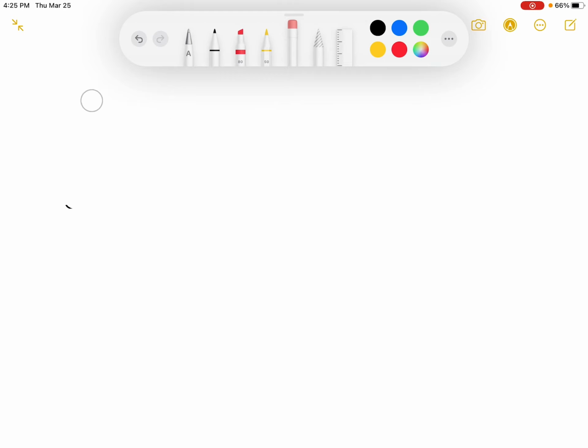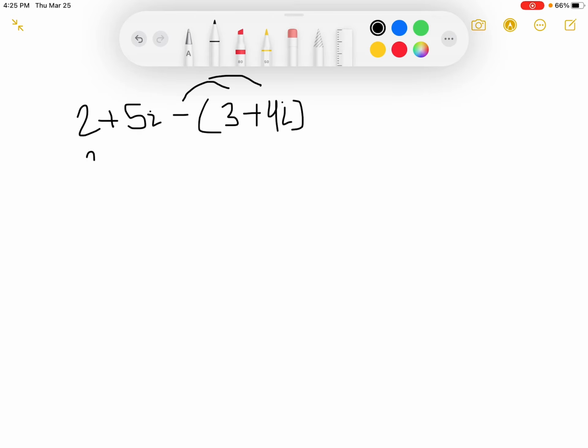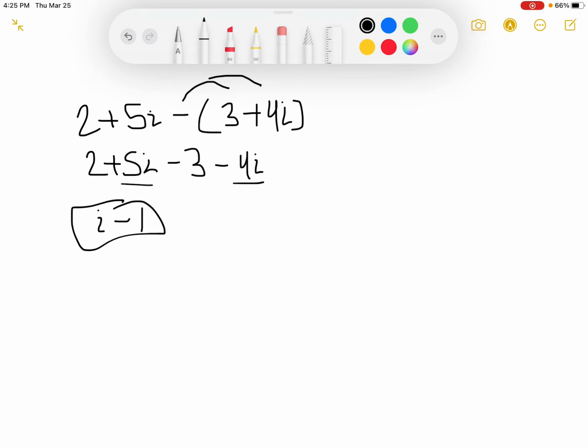Then subtraction is also the same as if it was a different variable. Let's do 2 plus 5i minus, in parentheses, 3 plus 4i. When there's a negative outside of parentheses, you distribute it. So you now have 2 plus 5i minus 3 minus 4i. It just changes the signs. Then, just like with addition, we combine like terms. 5i minus 4i is just i, and 2 minus 3 is -1. So that's what it simplifies to.